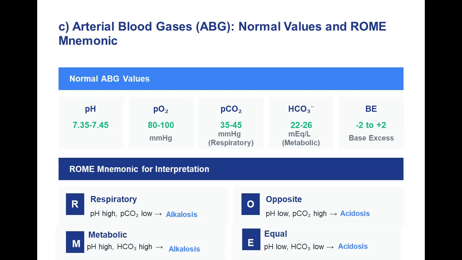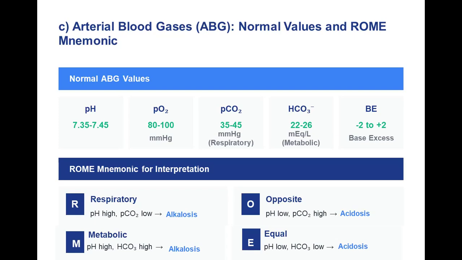Use the ROME mnemonic for initial interpretation. R is for respiratory and O is for opposite. If pH and PCO2 move in opposite directions, for example, pH high and PCO2 low, it is a respiratory alkalosis. If pH and PCO2 are opposite, pH low and PCO2 high, it is a respiratory acidosis.